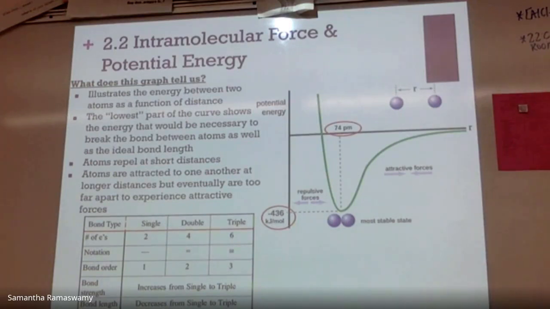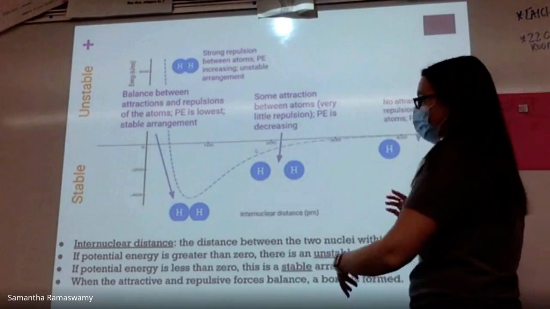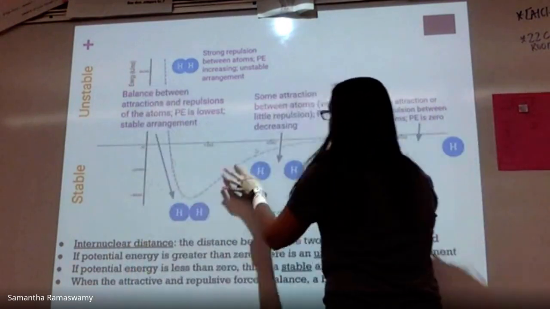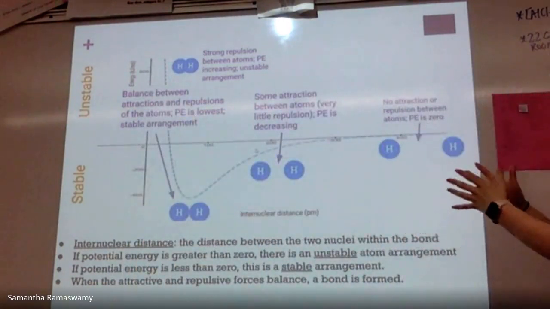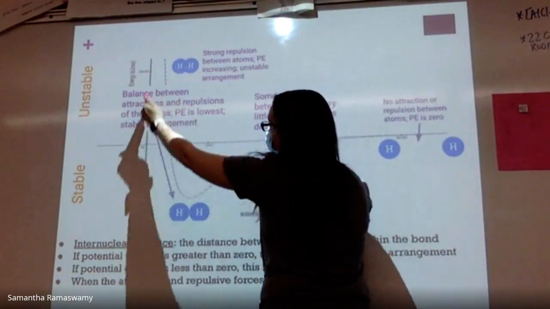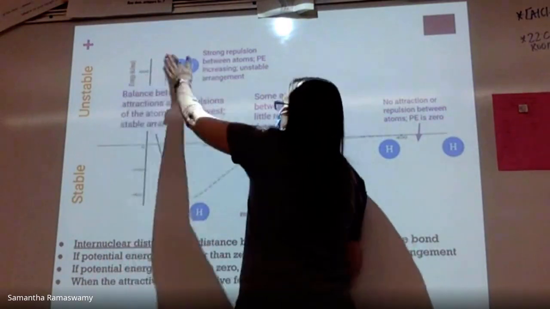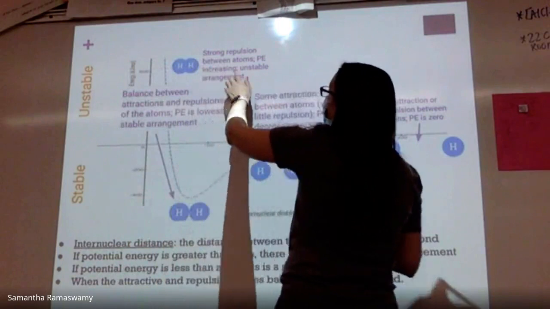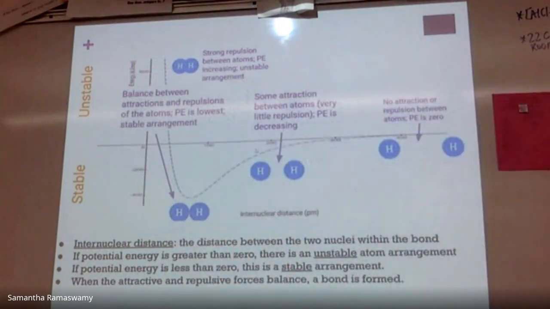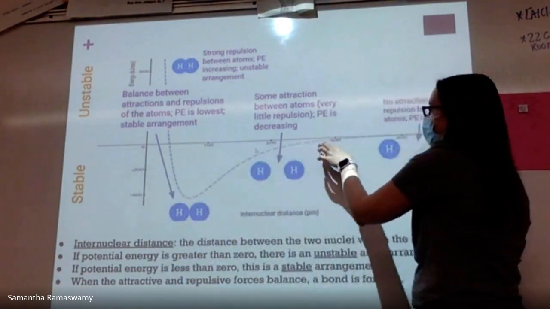Now, if we take a look at this, which was from our chapter 8 notes, this shows the same graph on a bigger scale. And it shows what happens as we move atoms closer and farther apart. The y-axis is potential energy. When you have a positive potential energy up here, you have a very unstable arrangement of atoms. When you have a negative potential energy, it's more stable.